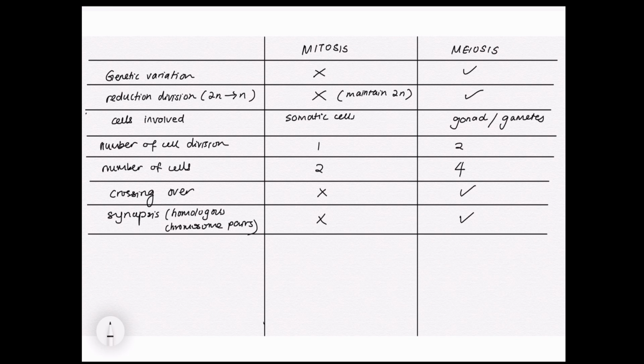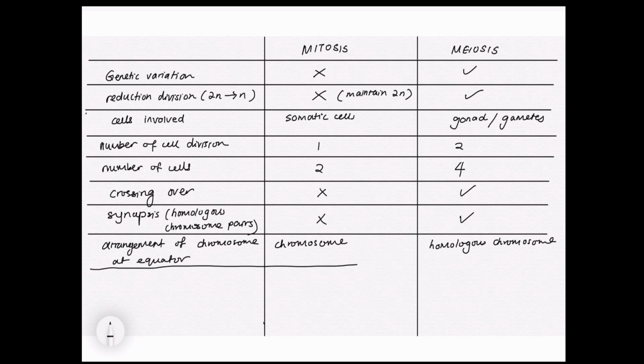Now moving on to metaphase, let's look at the arrangement of chromosomes at the equator. During mitosis, we have chromosomes lining up, whereas for meiosis, you have homologous chromosomes lining up together. Remember, they are still in the midst of the crossing over process. Therefore, both of the chromosomes are still pairing up next to each other.